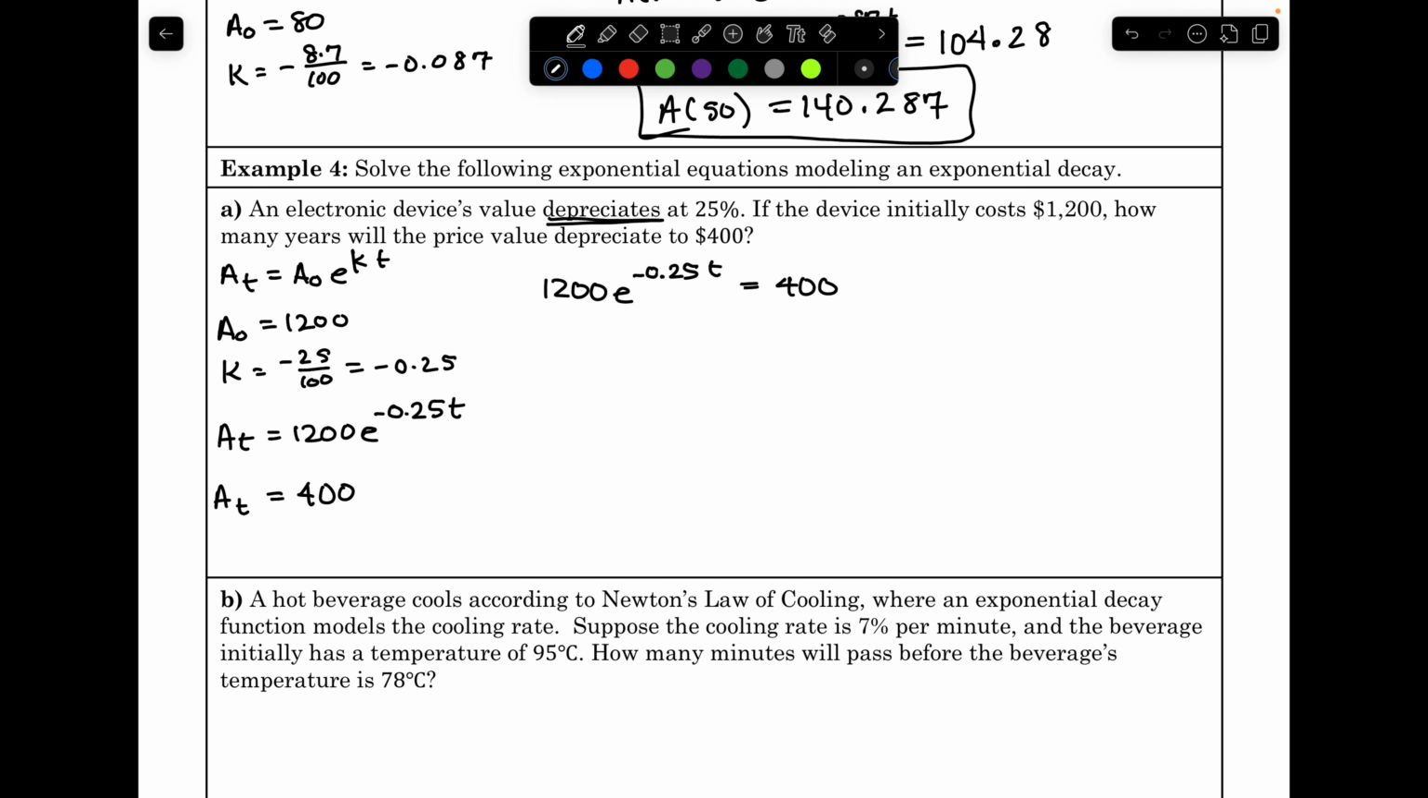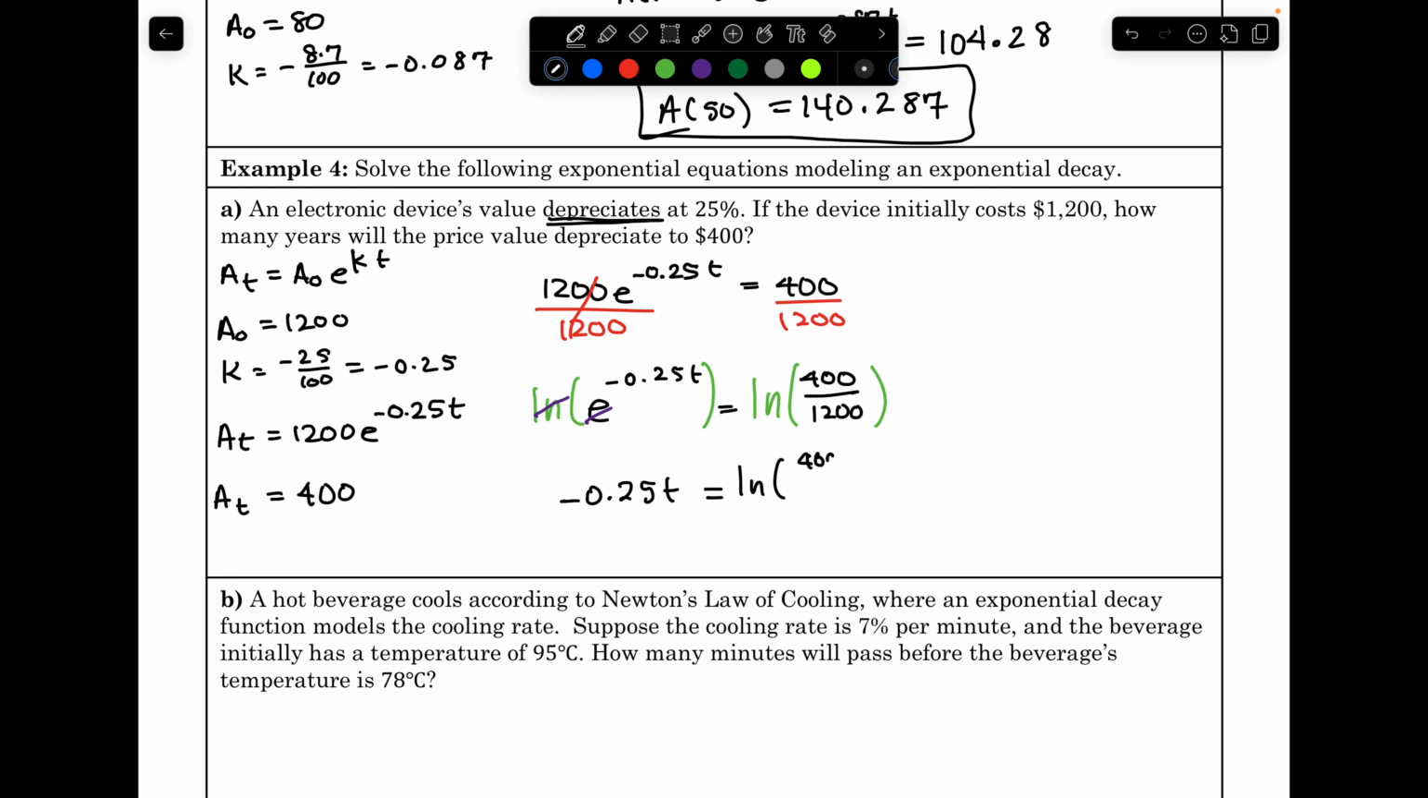So the first step, again, is to divide out the initial value. So we're going to divide that number out from both sides. This is going to reduce, and e is raised to the negative 0.25t, and that equals 400 over 1200. We're going to take the natural log to both sides. Same second step. This would reduce this and this out, giving us only negative 0.25t equals the natural log, again, of this ratio.